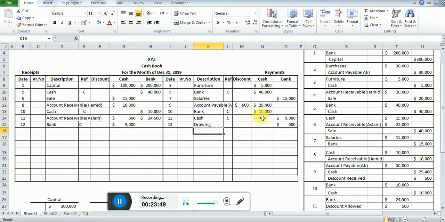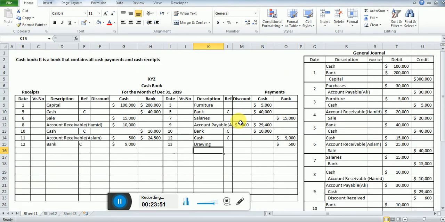So dear students, you have learned how you can post all transactions from the general journal into the cash book. Once again, I'm just repeating. All those transactions where there is only cash, for example these two transactions, let me highlight them. This one, and another one here. These two transactions have no cash, discount, or bank, and also this one. So that is why these two transactions are not posted into this cash book.